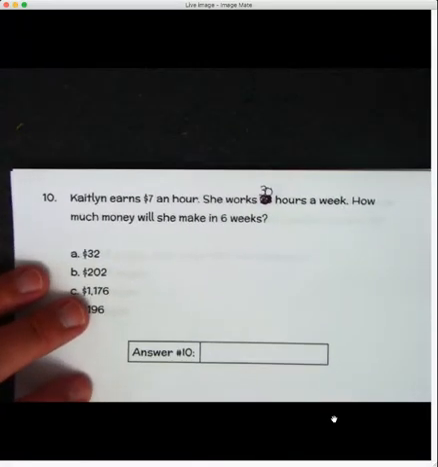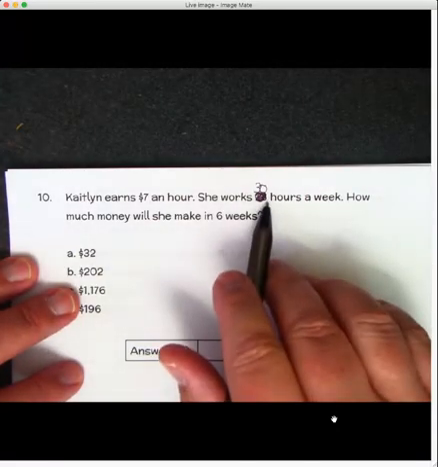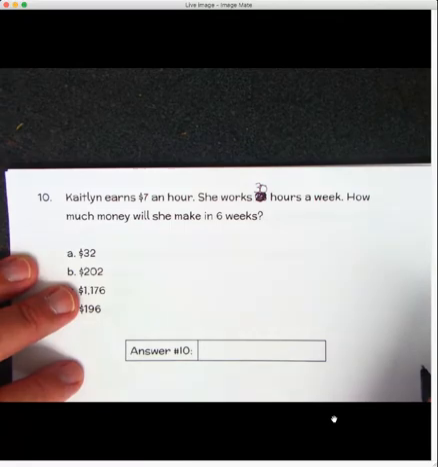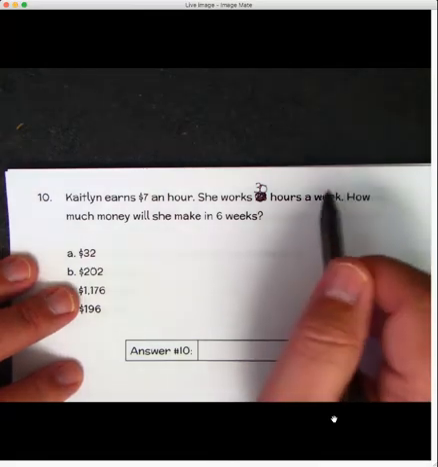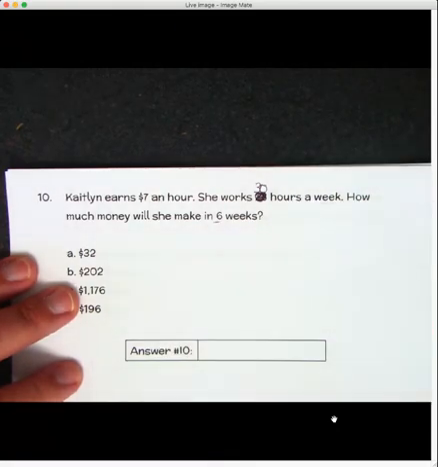All right. Number 10. We're halfway there. Caitlin earns $7 an hour. She works 30 hours a week. How much money will she make in 6 weeks? So this is another multi-step problem. You can't solve it in one step. The first thing we have to figure out is how much she makes in 1 week and then multiply that times 6, because it wants to know how much she makes in 6 weeks.